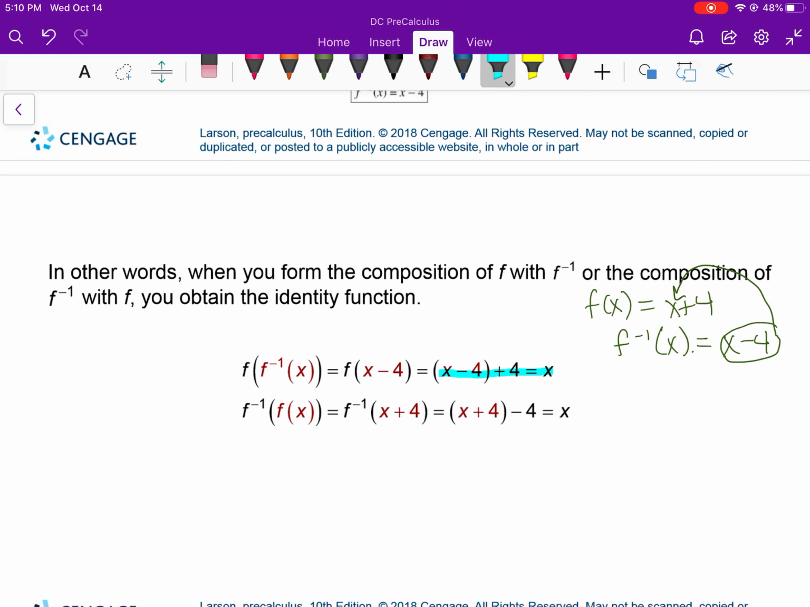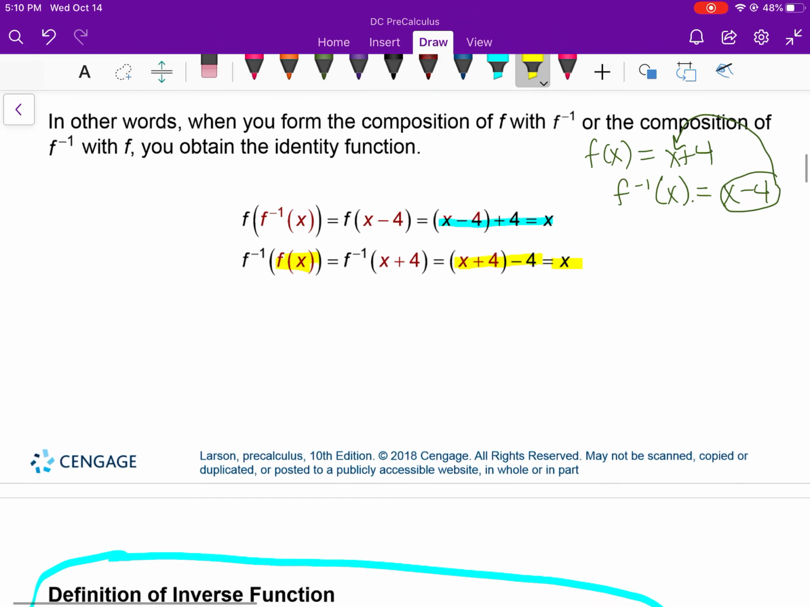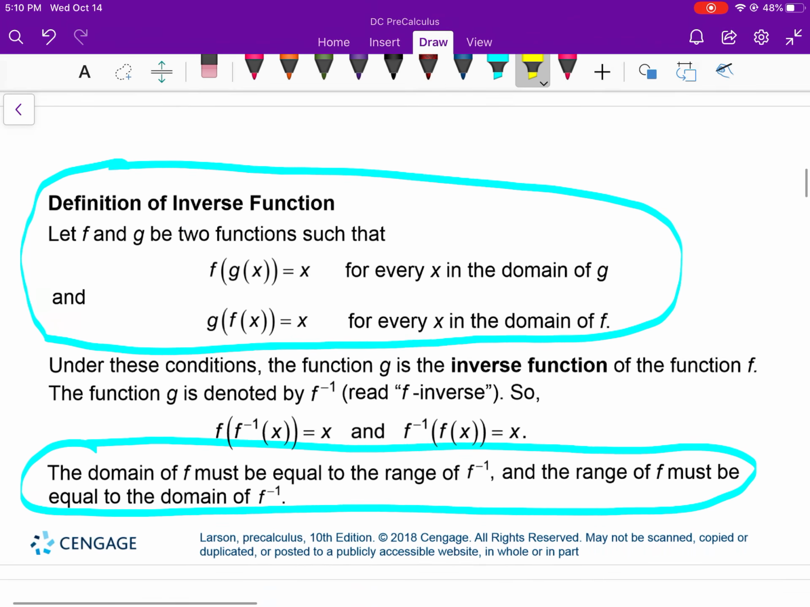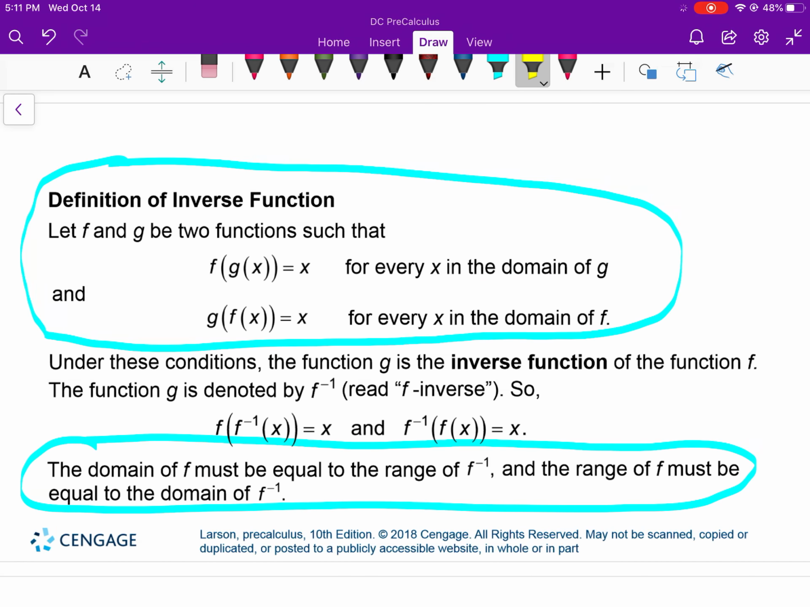Likewise, if I do the composites the other way around, if I put f in for x in f inverse, then I'll have this situation, and again I get x back. And that is actually discussed right here. When you have inverses, if this is true and this is true, then f and g are inverses of each other. Okay, g is the inverse function, so this has to be true.